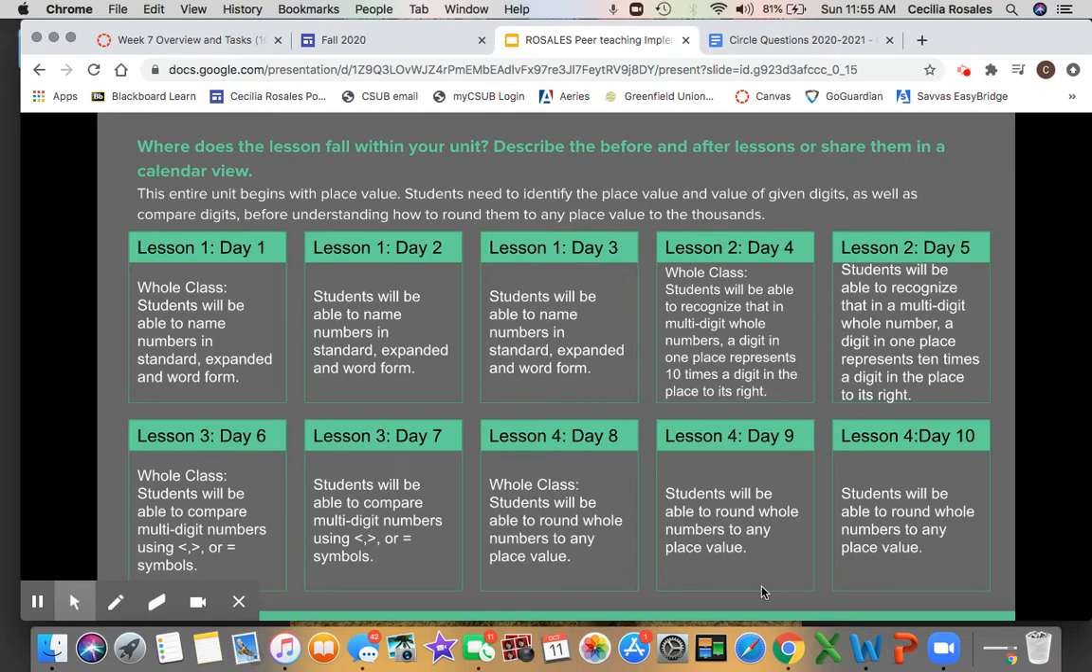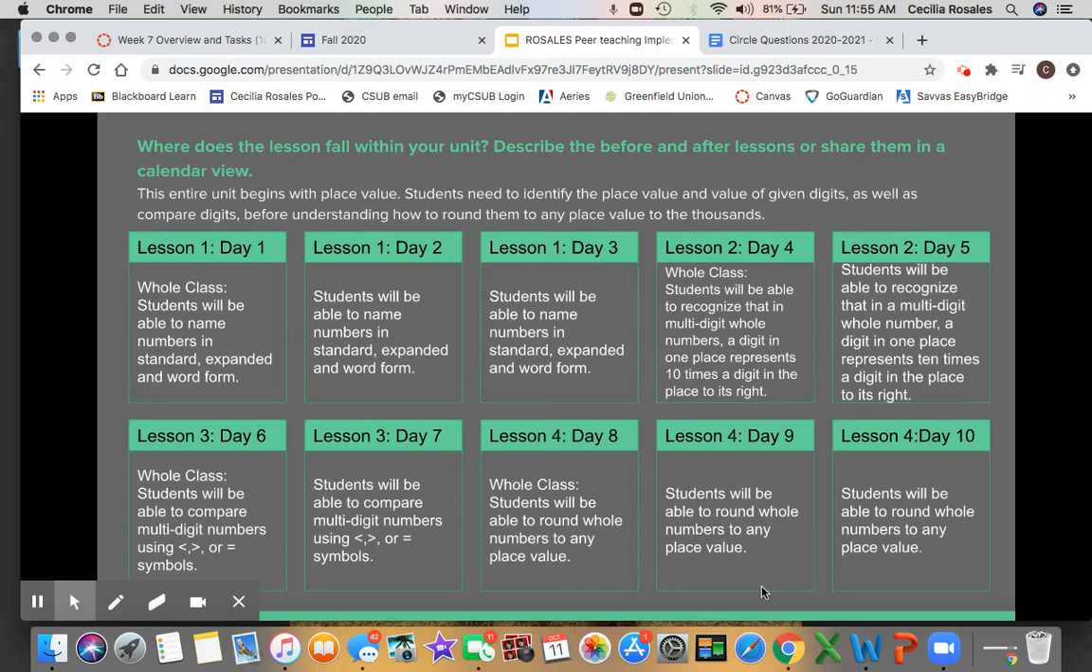This is a 10-day unit, and rounding takes place at the end of the unit. We start with being able to read and write those numbers in standard, expanded, and word form. That will continue on to day 3. On day 4 is when we start the lesson on recognizing that in multi-digit whole numbers, a digit in one place represents 10 times a digit in the place to its right. Students will be doing that for the 2 days.